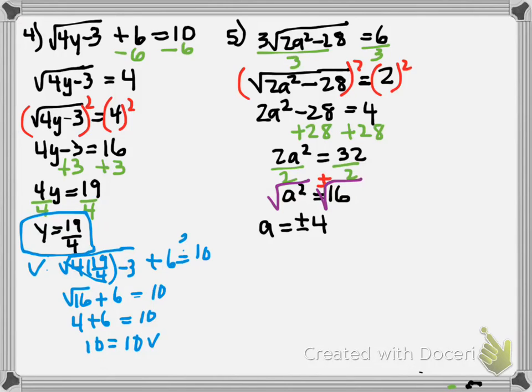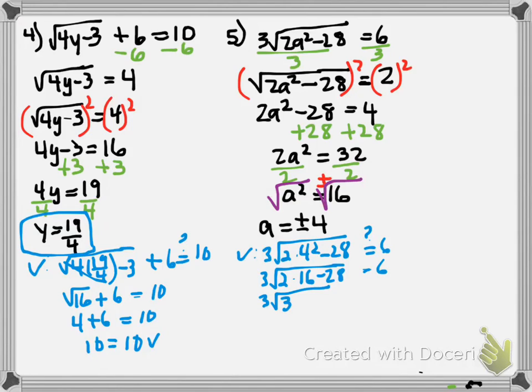Now here comes the check. I'm going to have to check both answers. So let's start with the positive 4. Is 3 times the square root of 2 times 4 squared minus 28, the square root of that, equal to 6? Well, we get 2 times 16 minus 28. 2 times 16 is 32. 32 take away 28 is 4. Square root of 4 is 2. And 3 times 2 is 6.